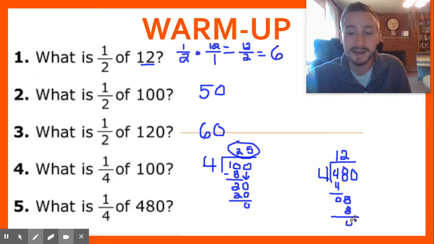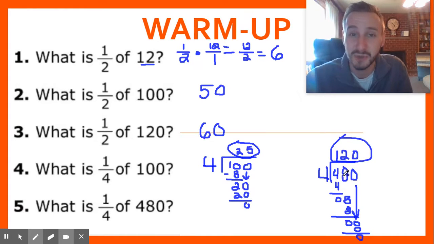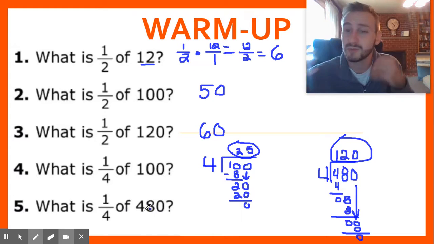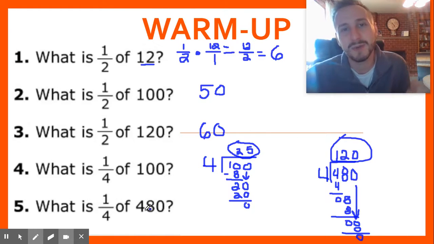Again, 8 minus 8 is 0. Bring down your 0. So now we need to figure out 4 times what gives us 0? 0, because anything times 0 is 0, which means that we finished our problem, and your answer is 120. So the original question was, what's 1/4 of 480? 120. Okay, this is what we're going to be working with today.